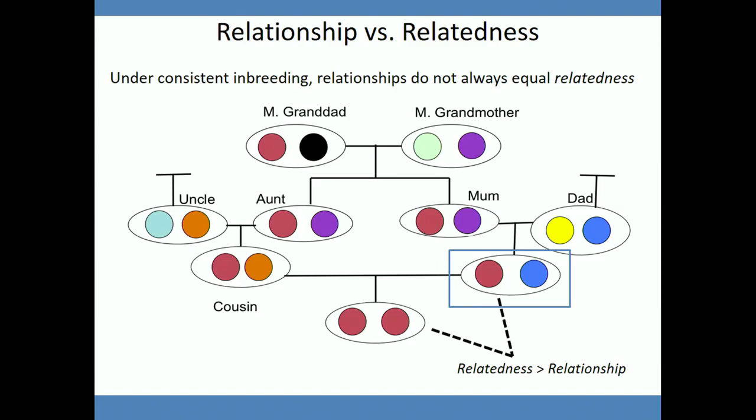So to really get at this question of how polyandry affects inbreeding, we also need to quantify its effects on relatedness and not just relationship.